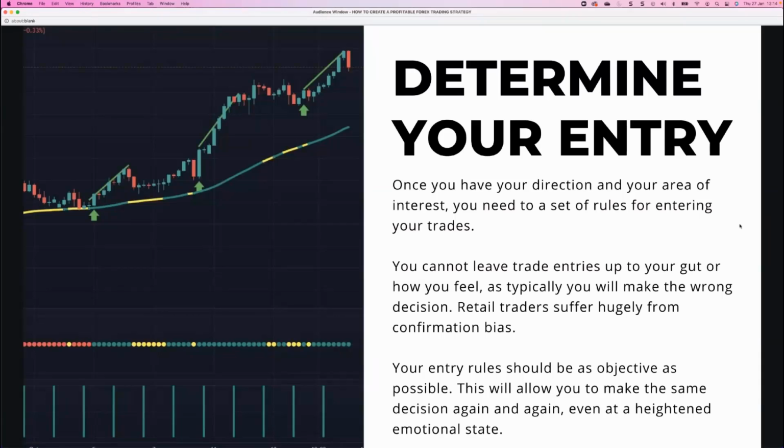Our entry rule should be as objective as possible, okay? Because what this does is it allows us to make the same decision again and again and again, even in a heightened emotional state.